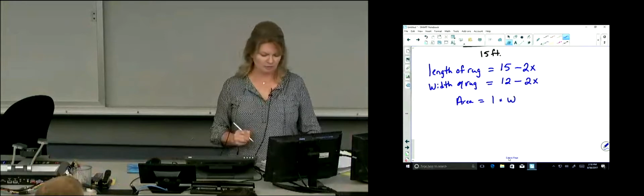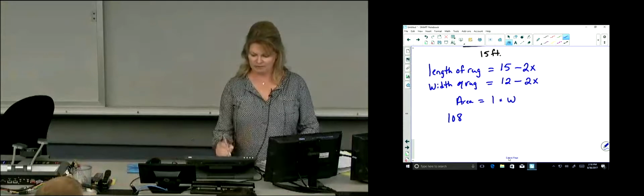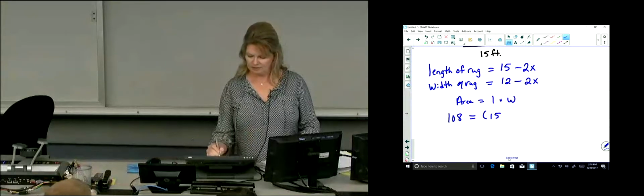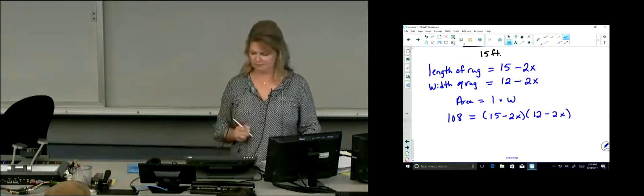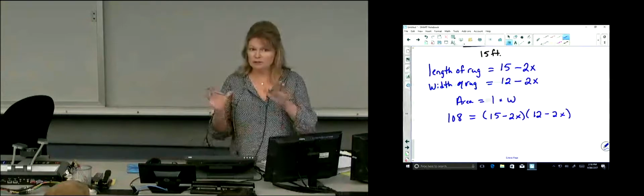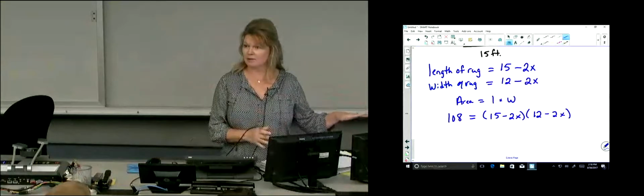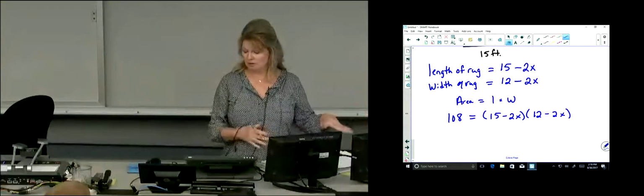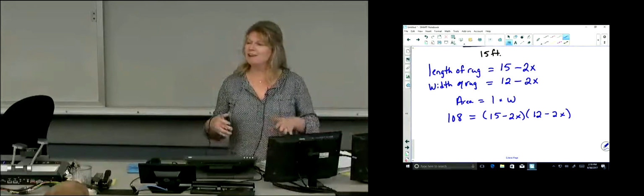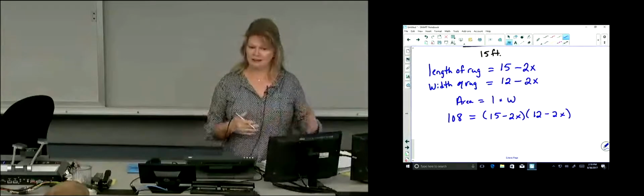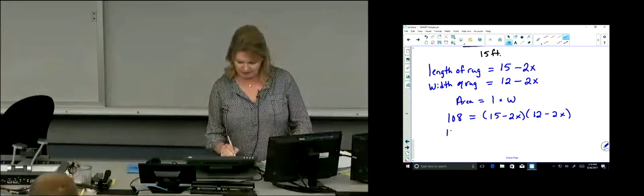Right, area is equal to length times width, and our area was 108. This is for my rug: 15 minus 2x times 12 minus 2x. So once you've set it up, you're back to doing homework like you did hopefully last night, from what we talked about before. So then you're FOILing that out. It's a quadratic. I know many of you haven't done your homework yet. You're going to multiply that out. It's a quadratic. Get it set equal to 0. Factor, right? So this is what we'll get.